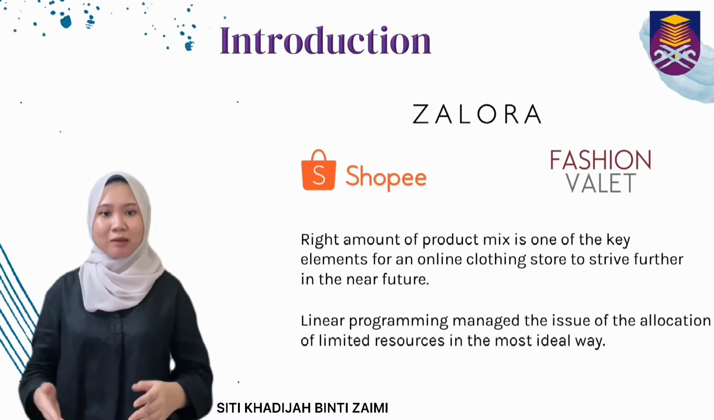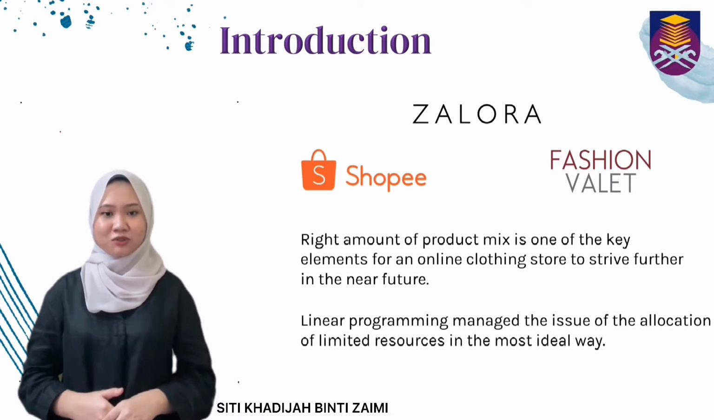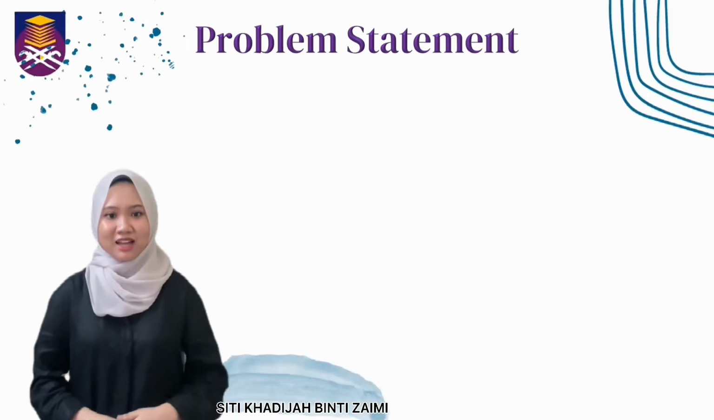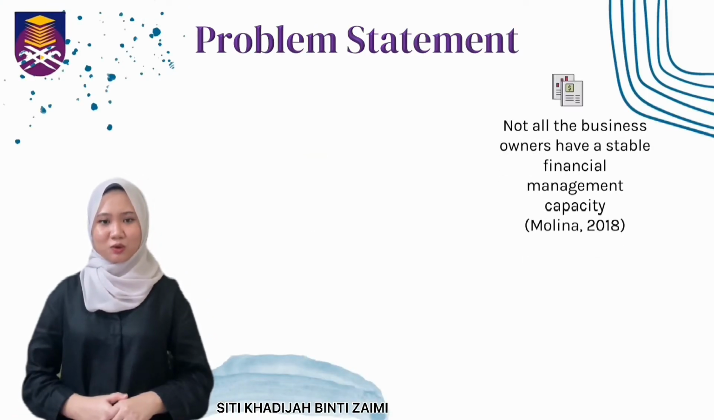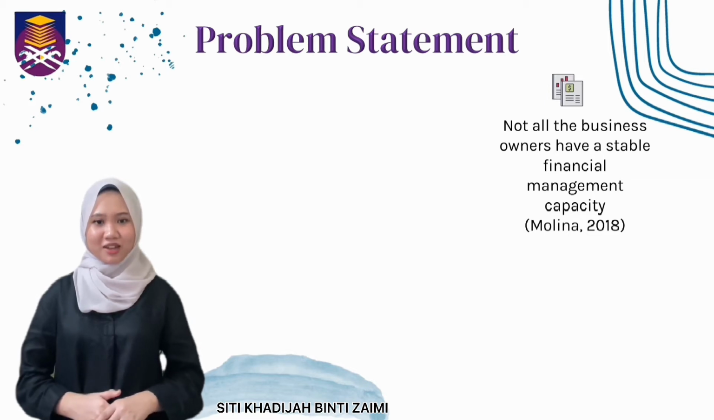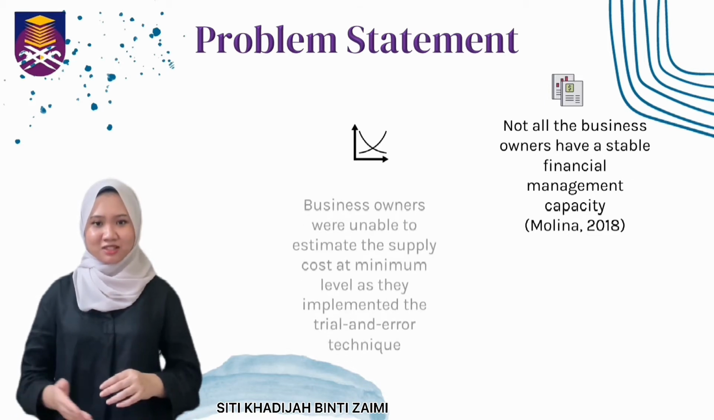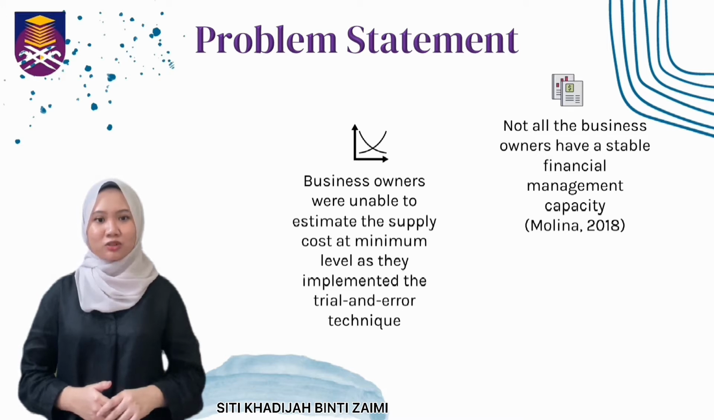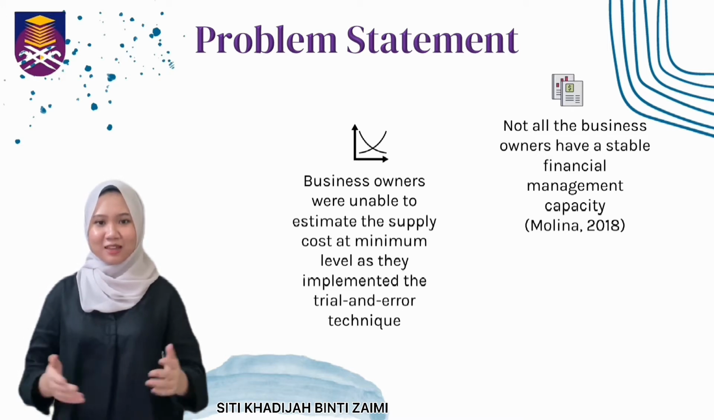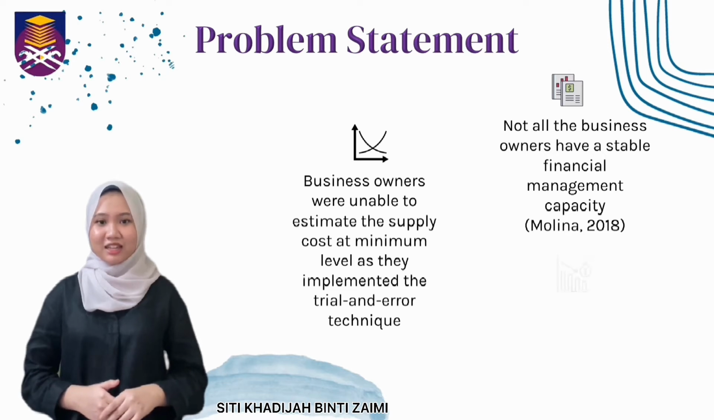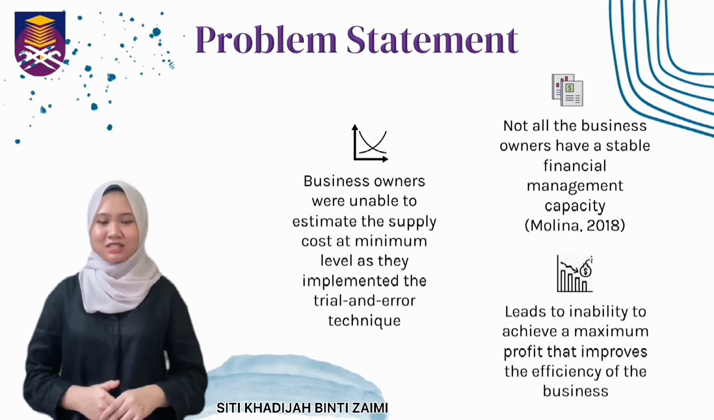Hence, linear programming can manage the issue of the allocation of limited resources in the most ideal way. According to Molina, not all business owners have a stable financial management capacity. At the beginning stage of their businesses, they were unable to estimate the total supply cost at minimum level as they implemented the trial and error technique. This leads to an inability to achieve a maximum profit that improves the efficiency of the business. Thus, the issue addressed here is to evaluate the optimal product mix that the business owner of an online clothing store should be obtained by applying linear programming technique.